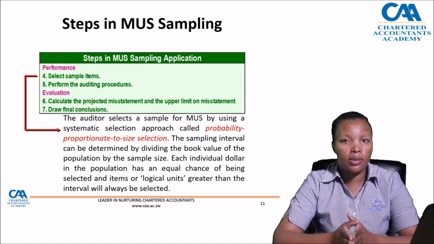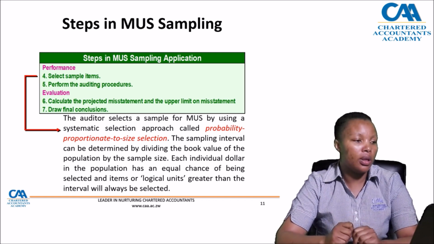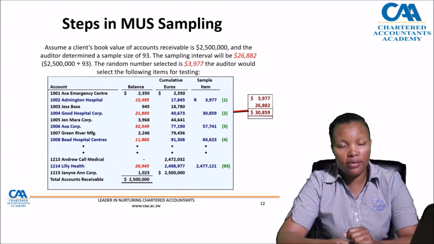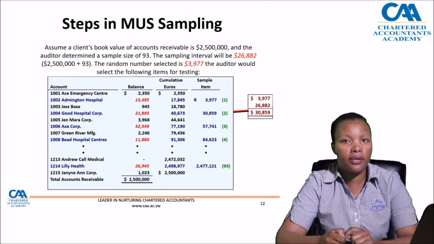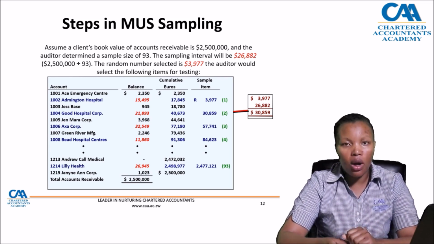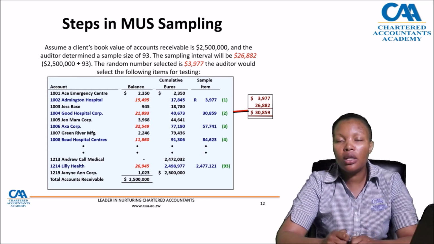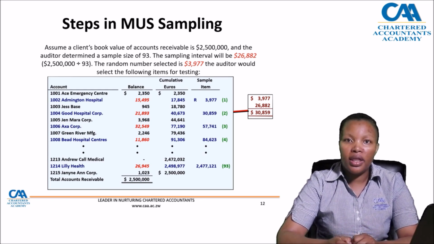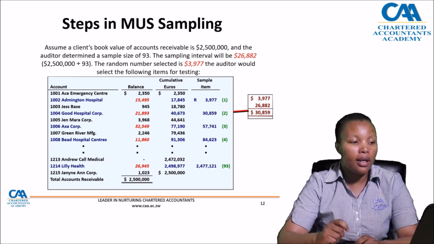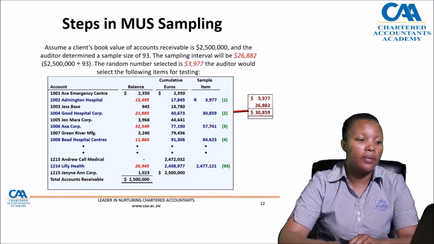So let's look at a small example, which we can see on our screens. Assume a client's book of accounts receivable is 2.5 million, and the auditor determined a sample size of 93. What will be our sampling interval? Remember, to get our sampling interval, we divide the receivables amount by the sample size. So we divide 2.5 million by 93.